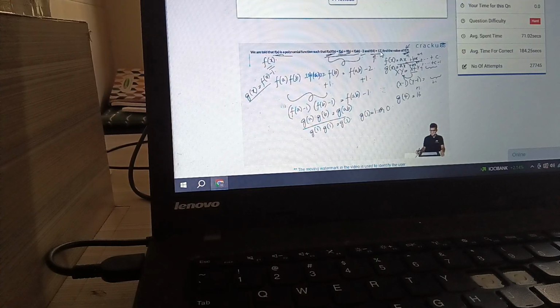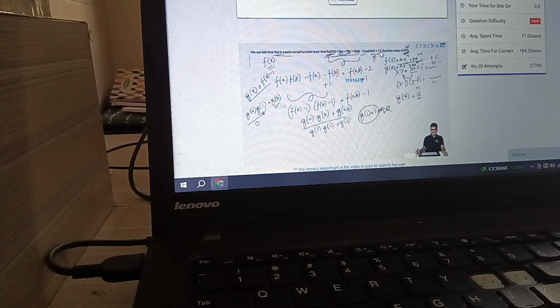Because if say g of 1 is equal to 0, what is the value of g of 4? G of 4 into g of 1 will be equal to g of 4. If g of 1 over here is equal to 0, then the left hand side will become equal to 0 and the right hand side will be equal to 16. So this is a contradiction. So g of 1 cannot be equal to 0. G of 1 has to equal 1.